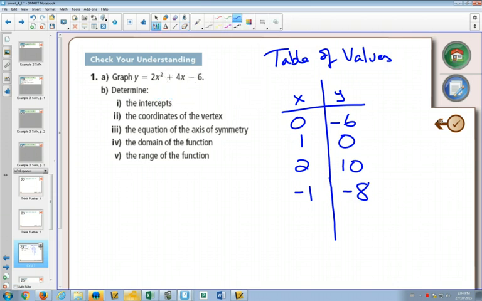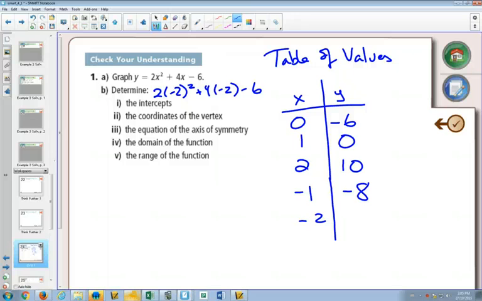You notice that when I went to -1, my numbers weren't as big? Like going from 0 to -1, my y values are -6 to -8. They're closer together. That tends to tell you you're getting closer to your vertex. So let's try another value, -2. When I plug in -2, 2 times the -2 squared plus 4 times the -2 minus 6.